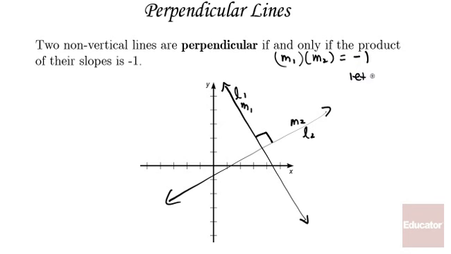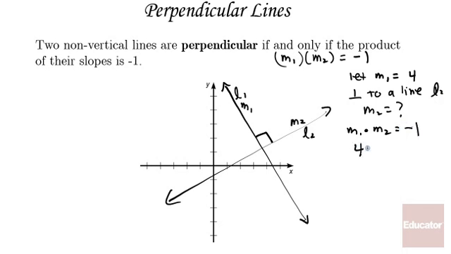Let's look at an example. Let's say I have an m1 that is equal to 4, and I say that it is perpendicular to a line L2. So this is line 1 and this is line 2, the perpendicular line. I can find the slope of the perpendicular line because I know that m1 times m2 is -1, since these are perpendicular lines, and I'm given m1. So 4 times m2 equals -1. Therefore, the perpendicular line would have a slope m2 of negative 1/4. That's the negative reciprocal of m1.